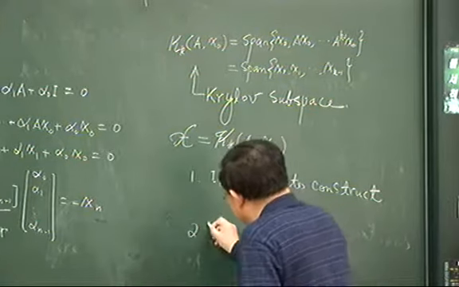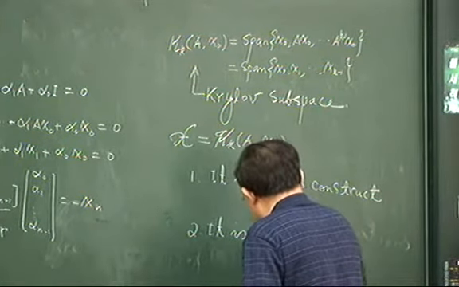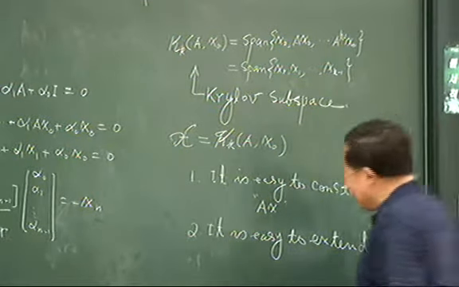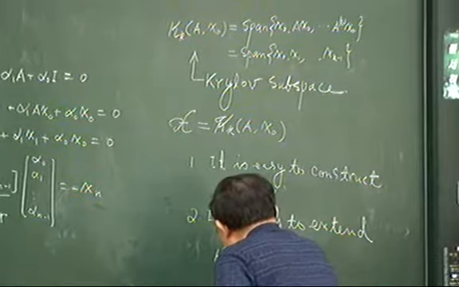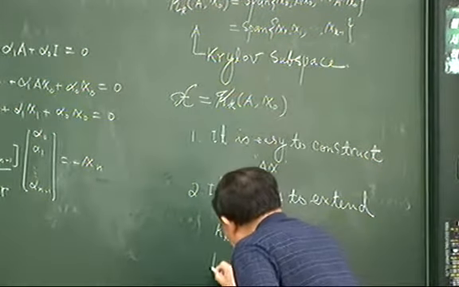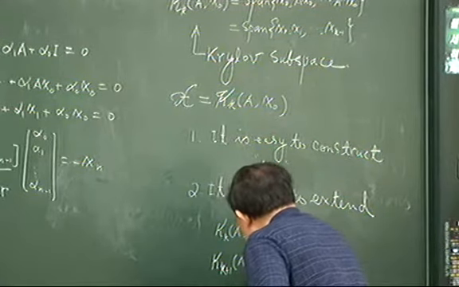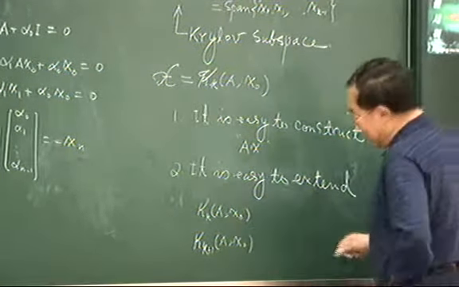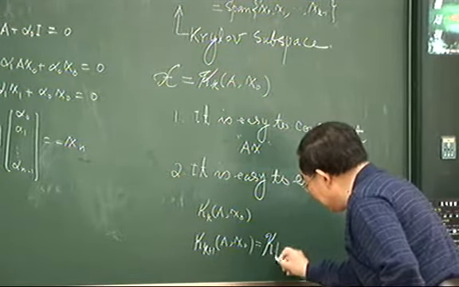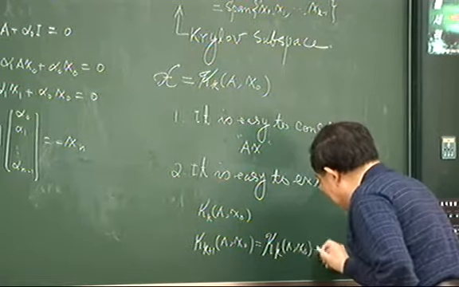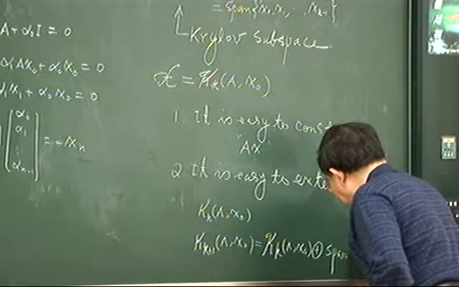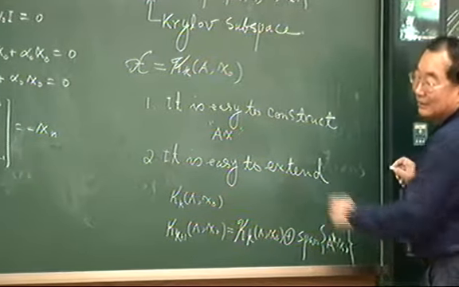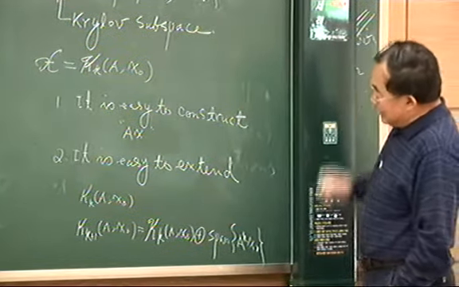The second reason is that it is easy to extend. If we know the Krylov subspace of dimension k, and we want to get k plus 1, we want to extend by one dimension. This is just the span of the old vectors plus A^k x0. Just add one vector. That is the two reasons.